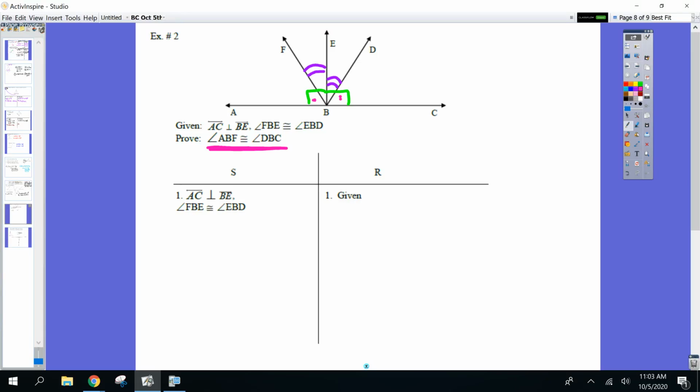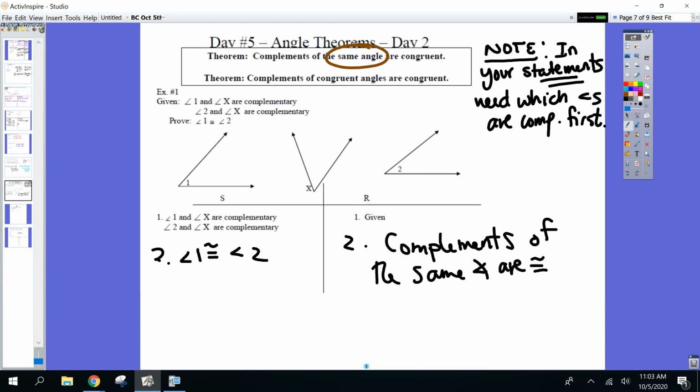Ready? Are these 2 angles complementary to the same angle or to 2 congruent angles? One more time. Are these 2 angles complementary to the same angle like there was in example 1, or are they complementary to congruent angles? Congruent angles. The second one. Everyone see the difference? Complements of congruent angles are congruent versus being complementary to the same angle. Everyone see that? Okay?